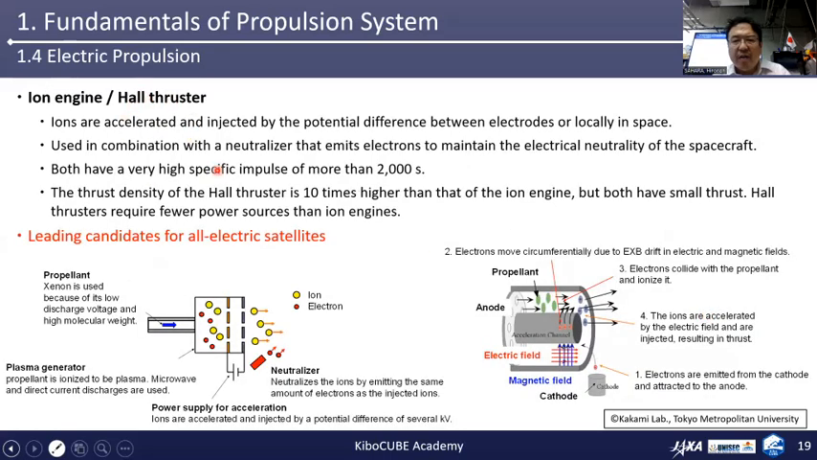Ion engine and Hall thruster are electrostatic acceleration type electric propulsion and achieve a specific impulse of more than 2000 seconds. Although both have low thrust, the Hall thruster has a thrust density about 10 times greater than that of an ion engine and is becoming the mainstay of all electric satellites. There is a difference of opinion as to whether Hall thruster is an electrostatic or electromagnetic acceleration type, and this is sometimes a topic of heated debate.